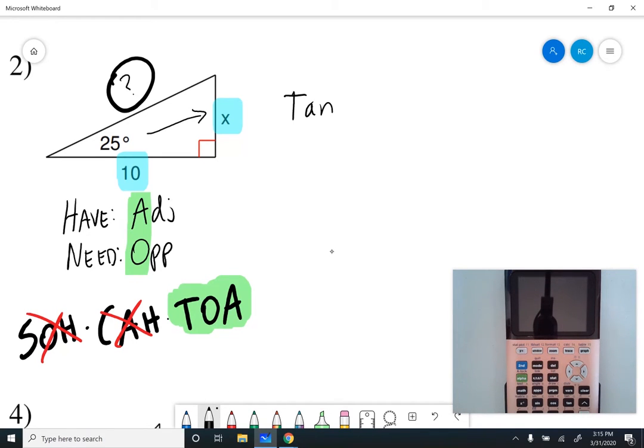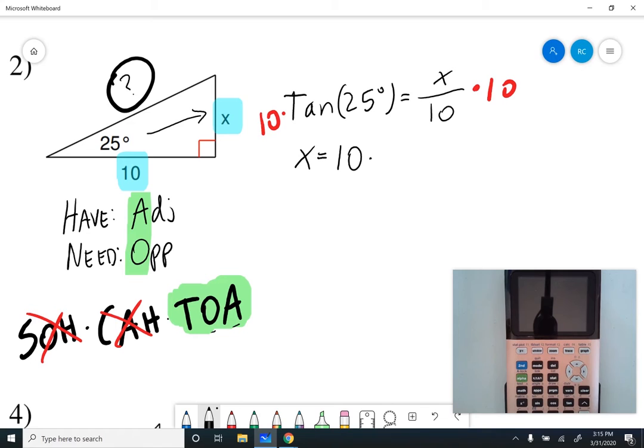Okay, setting up our ratios. Tangent of 25 degrees equals opposite over adjacent. Be careful. Tangent is opposite over adjacent. Don't get those backwards. Opposite is x. Adjacent is 10. I have x divided by 10, so I'm going to multiply by 10 on both sides. And I get x equals 10 times the tangent of 25 degrees.